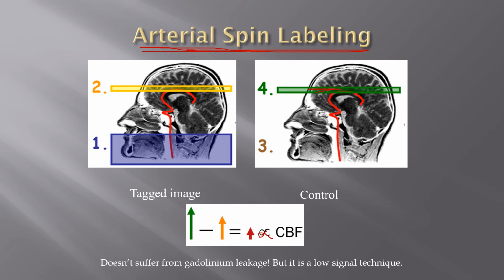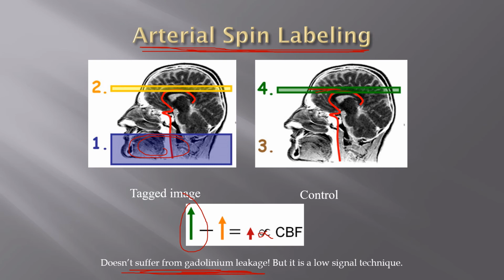This is without contrast, no injected contrast anyway. The contrast is the magnetically tagged blood flowing into the area that increases the signal. The good news is you don't suffer from gadolinium leakage, so it more likely will give you a true look at what the cerebral blood flow is. The problem is, as you might guess, since you're just magnetically labeling something, it's relatively low signal, so you have to do a lot of repetitive acquisitions to improve your signal.